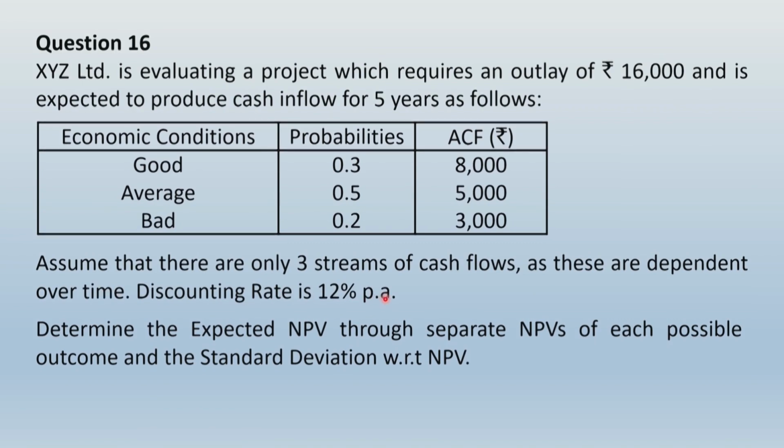Discounting rate is 12% per annum. Determine the expected NPV through separate NPVs of each possible outcome and standard deviation with respect to NPV. So now solving this question is no big deal based on what you have learnt in the earlier class. So let me just help you to show how to present the solution.